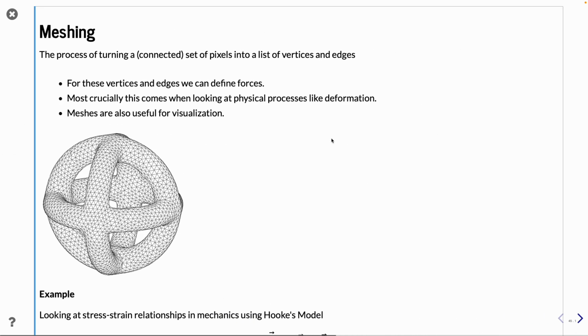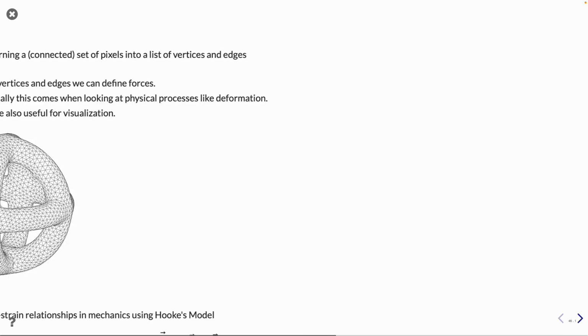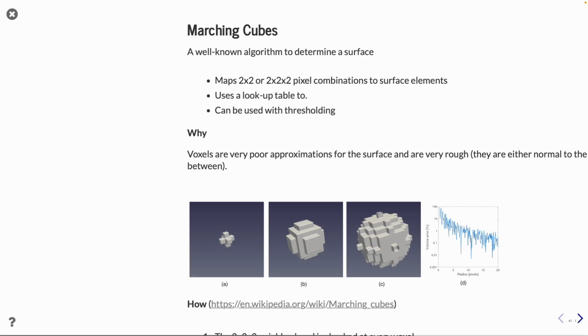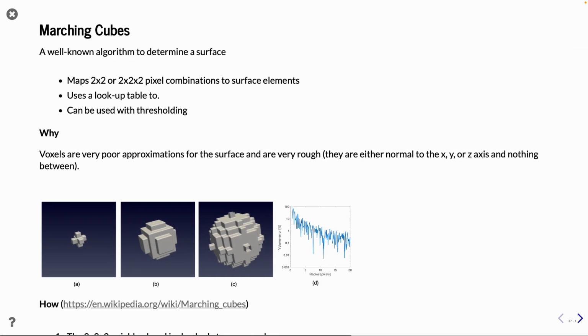Instead, we go to the meshing. I mentioned this meshing before. And here you have a very nice example of how the meshes look. The question is how you can get these meshes, because you only have the voxels in your image. And the way to do it is to use something called the Marching Cubes algorithm.